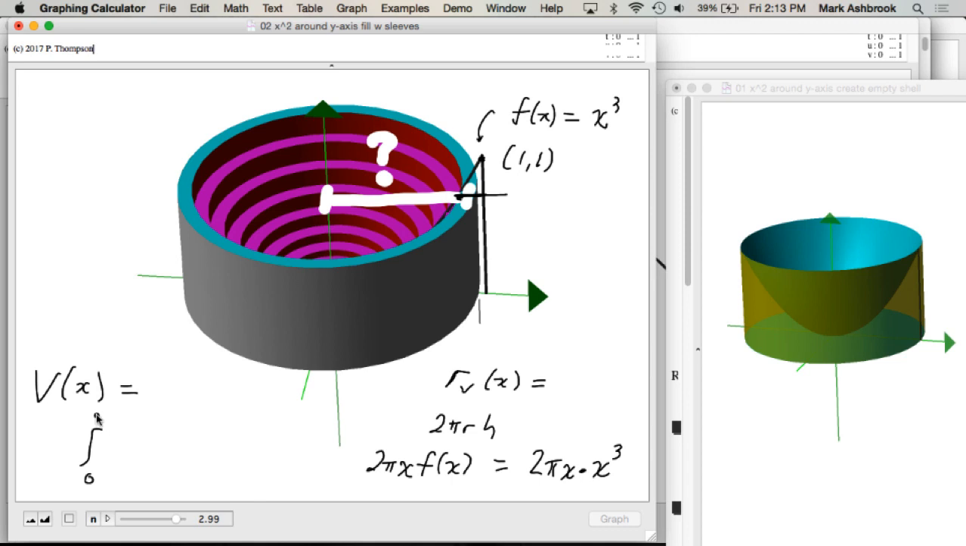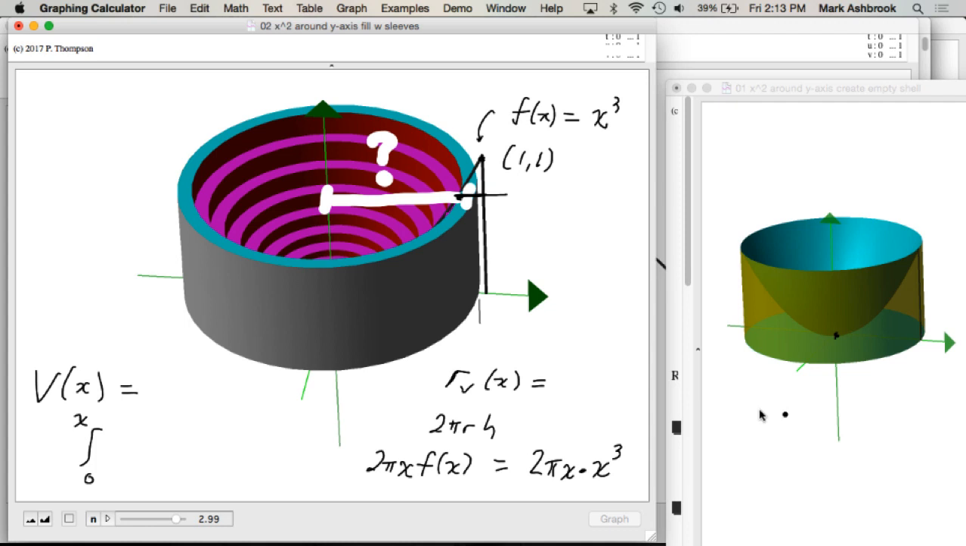Do we want 0 to 1? No, so we want the function. We want to know the volume for any value of x. Okay, so it will be 0. Yeah, you're right. We could start at any value a. So let's go ahead and start at 0.